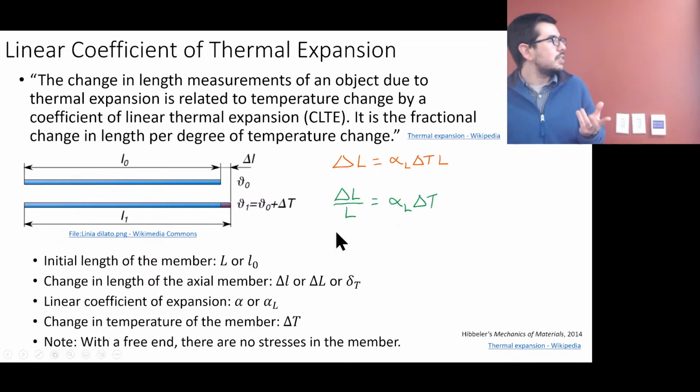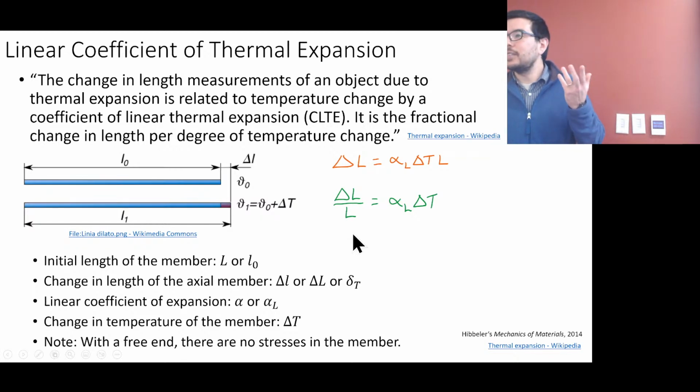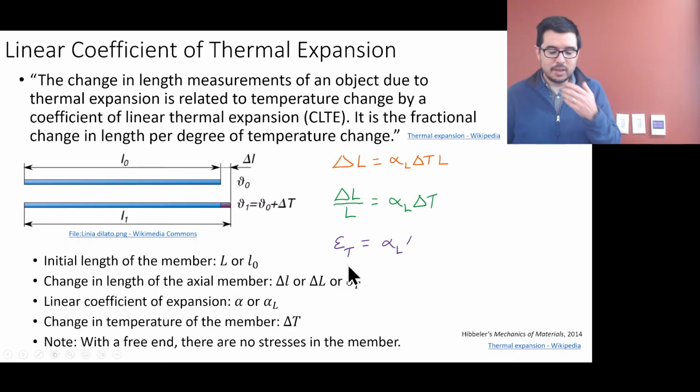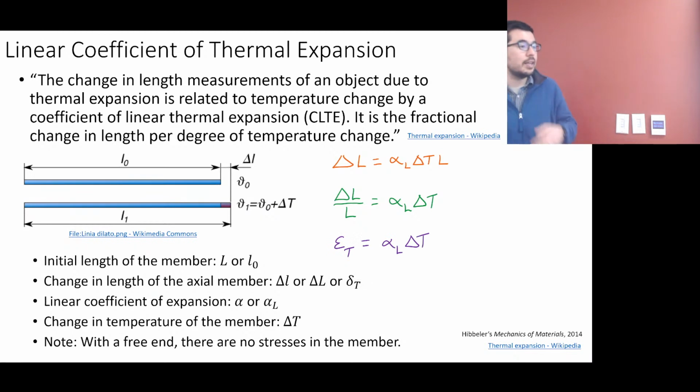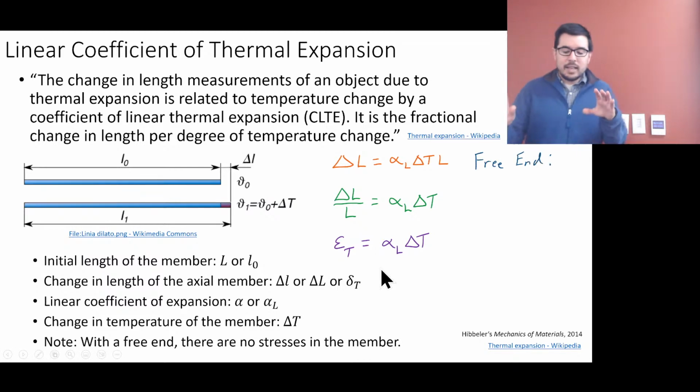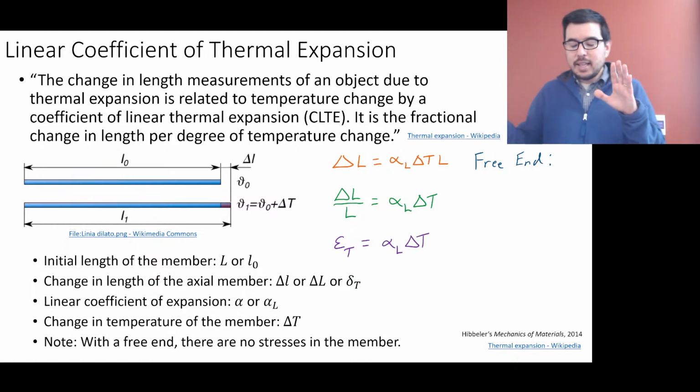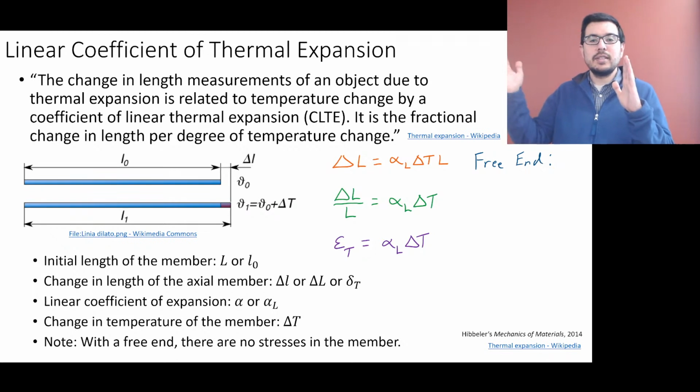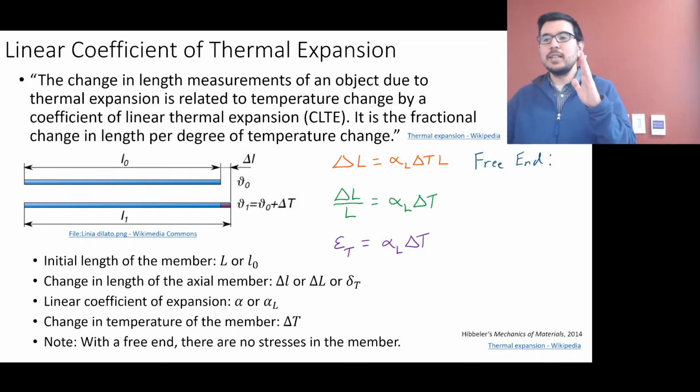Now, look at this. This is kind of fun. If I divide by L on both sides, I get delta L over L. What is delta L over L? That's the strain. So now I have an expression for the thermal strain that a bar can experience. This is with no reaction force or no constraint on one side, right? This can just expand.